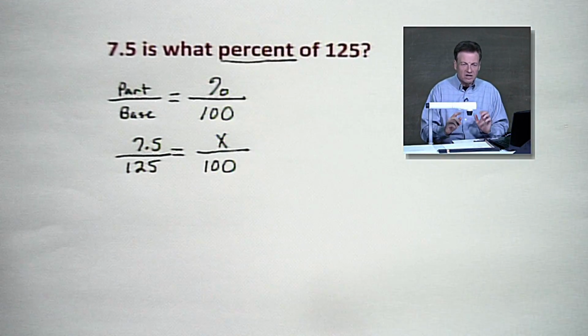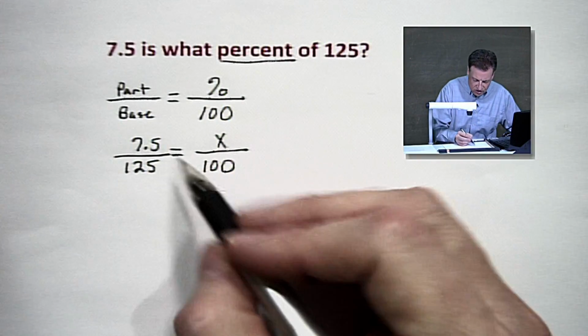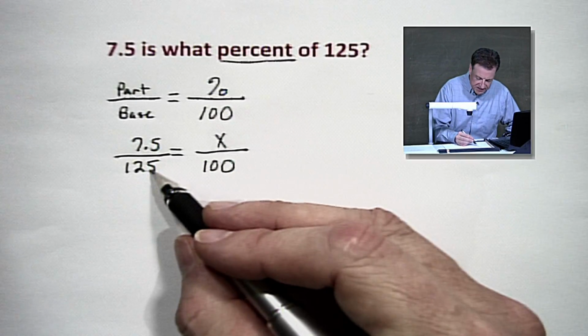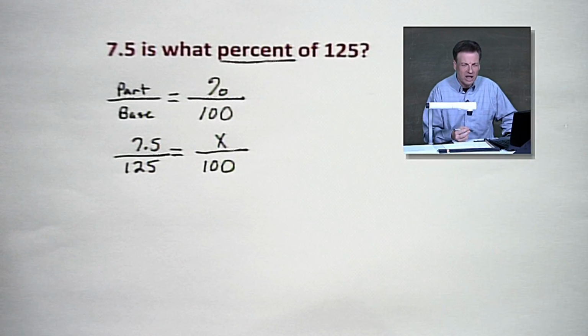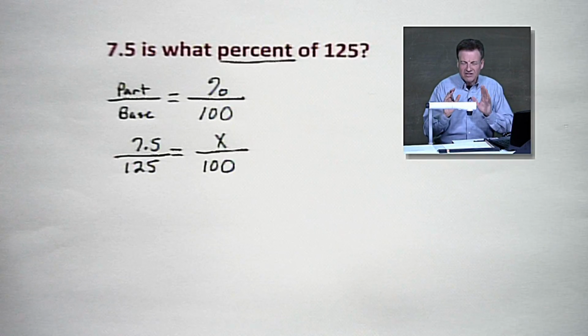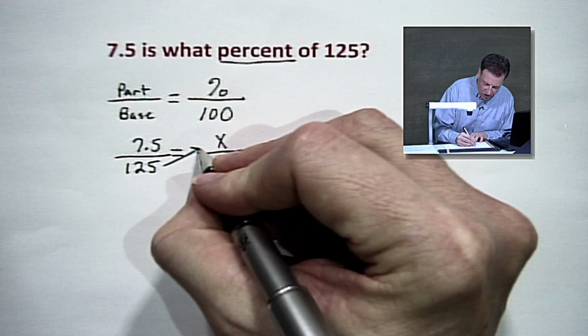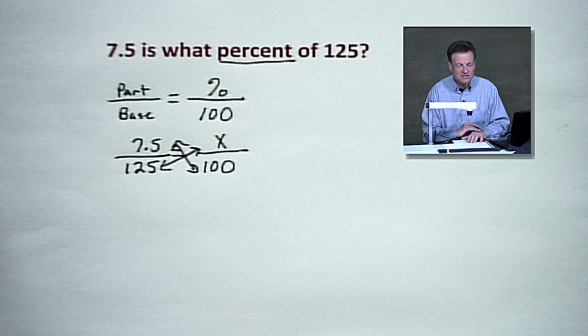Now from here, it's proportion. So you know what goes on. We're going to take these extremes, that'd be 7.5 and 100, multiply them together. And we're going to take the means, 125 and X, and multiply them together. For those of you who are going, what are you talking about extremes and means? Those are kind of the terminology you'd like to throw in occasionally. But many of you just say, we're going to cross multiply. And that's what we're going to do. We're going to cross multiply and see what happens.